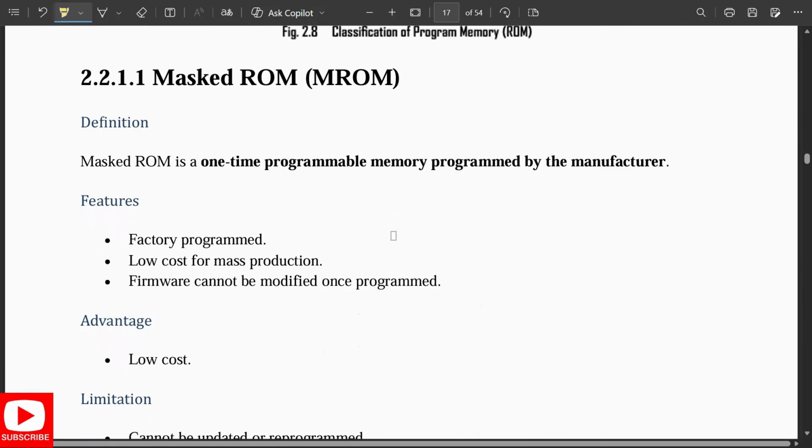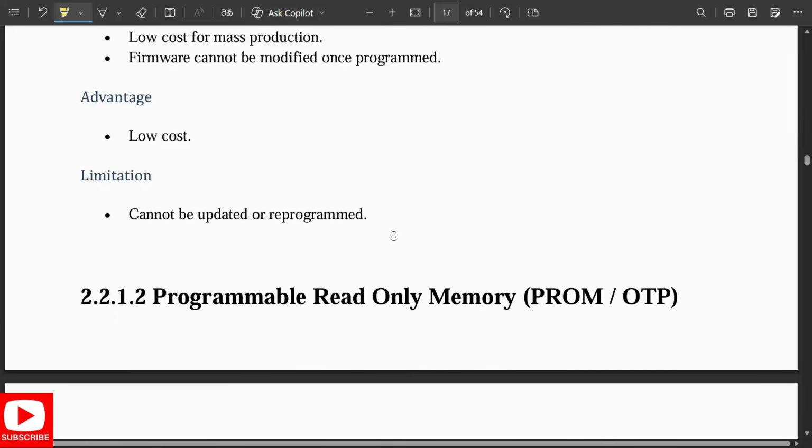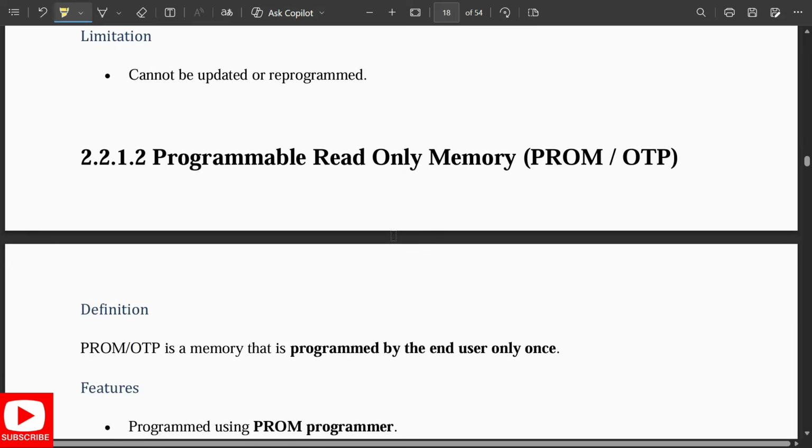Masked ROM. This is a one-time programmable memory programmed by the manufacturer. That is, in the factory itself, it is programmed, low cost for the mass production, and the software cannot be modified once it is programmed. Low cost and cannot be updated or reprogrammed.